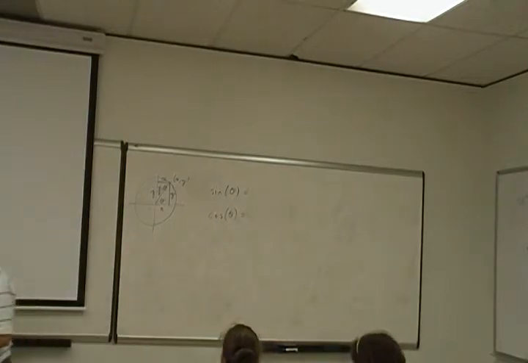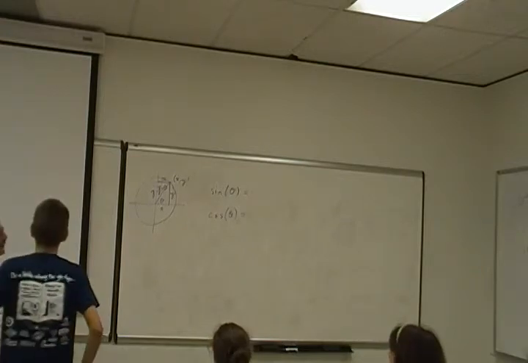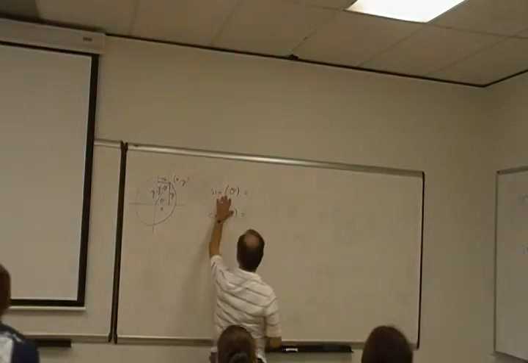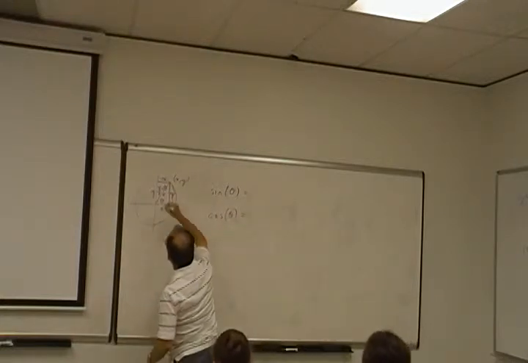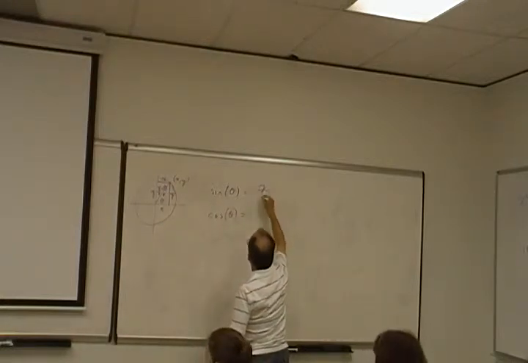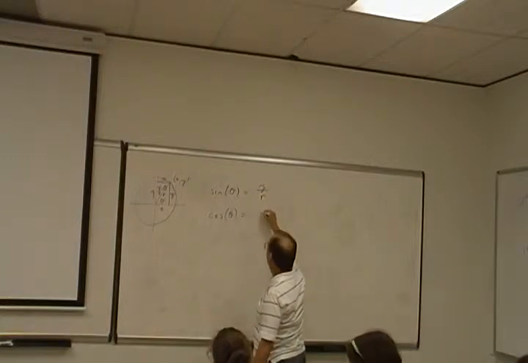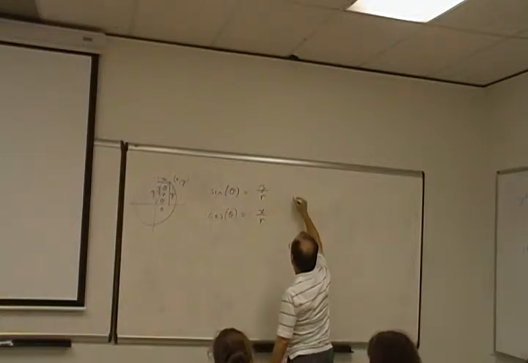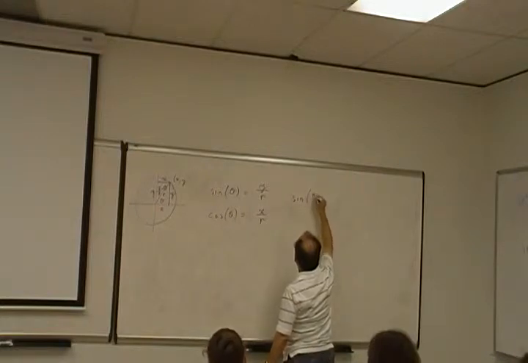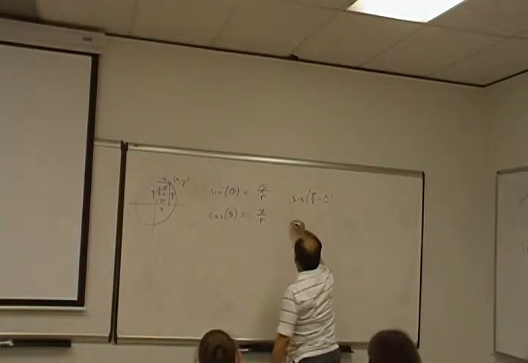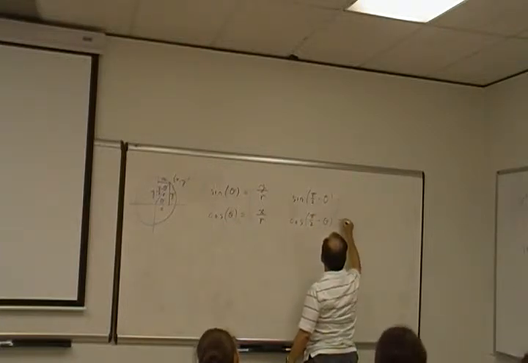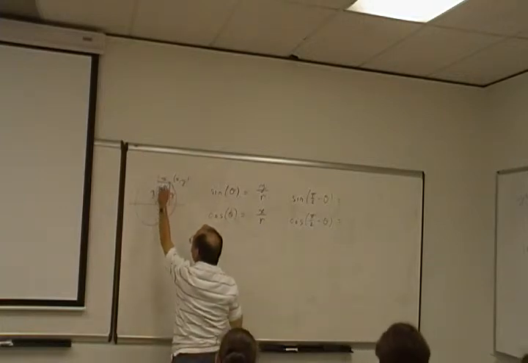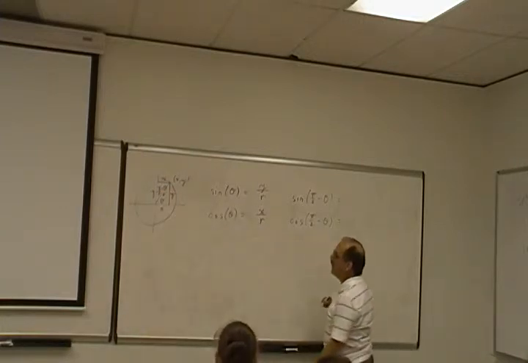What is this in terms of x and y and r? Sine is y over r. Cosine is x over r. Then we have sine of pi over 2 minus theta and cosine of pi over 2 minus theta. So here's the angle pi over 2 minus theta. What is the sine of that?